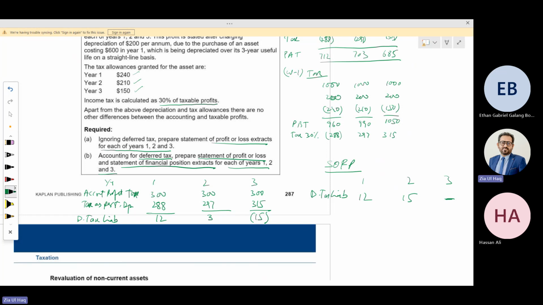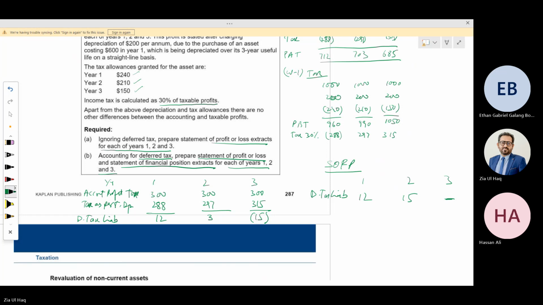But how to calculate deferred tax liability? Obviously, it's giving an indication of deferred tax liability. For year 1, that will be 12. But for year 2, the current is 3, meaning the difference plus opening balance. What was the opening balance? That was 12. So for year 2, that will be 15.